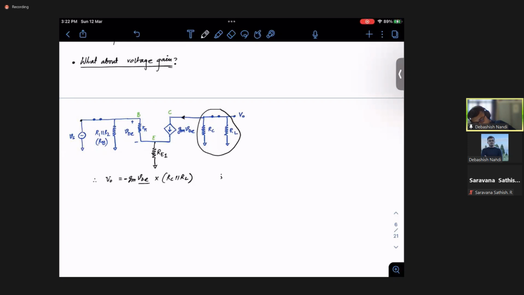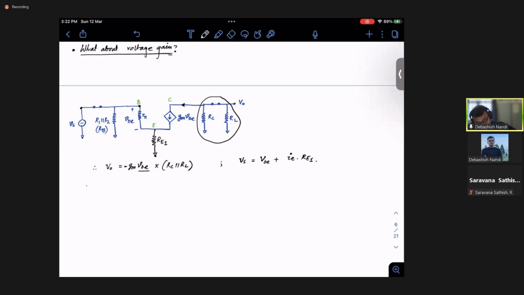See, this is your Vs, so this point will be your Vs. If I look between these terminals, B to ground, then I'll see Vs will be my VBE plus this drop. What is this drop? This drop is IE into RE1. And your IE is nothing but IB into beta plus 1.